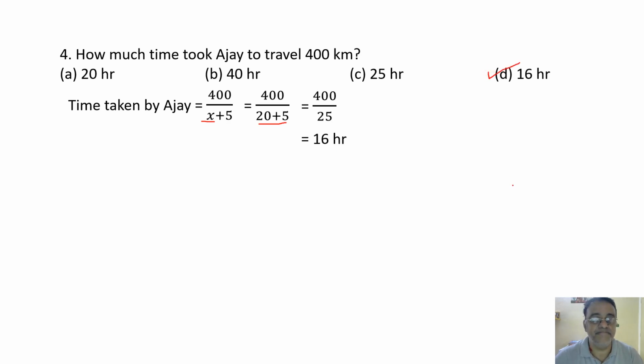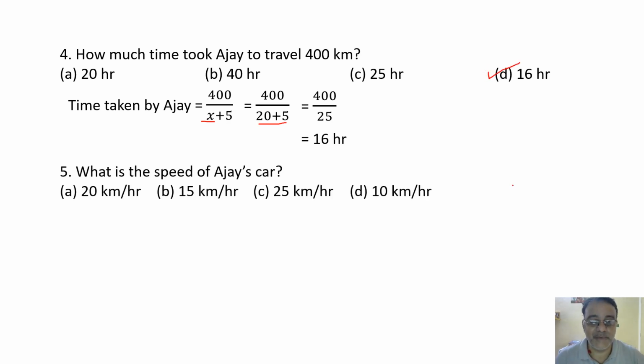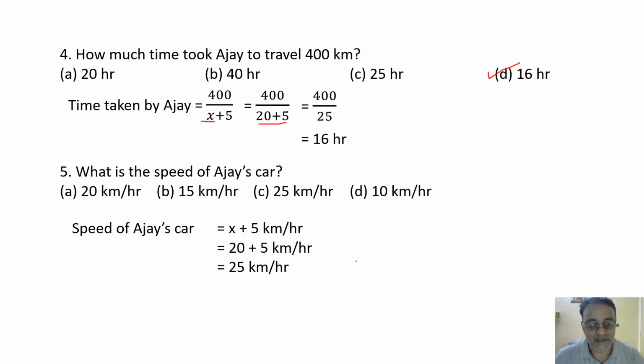Option D, right. Now the next question is, what is the speed of Ajay's car? That we have already done in the previous question. That is x plus 5. x plus 5 is 20 plus 5, and the final answer is 25 kilometer per hour. And the correct option is Option C.